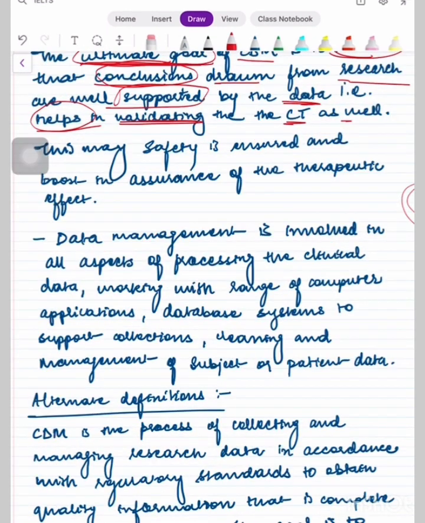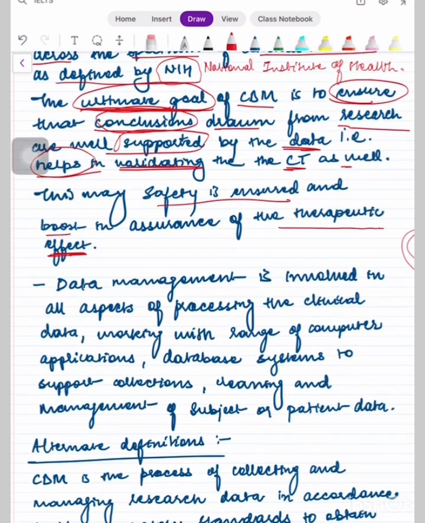One may ensure the safety, and this is how safety is ensured, and boost the assurance of the therapeutic effect. How? Because we are looking for evidence based on our conclusion. If I'm saying that my drug works, does it really work? So this is how safety is ensured, because I'm claiming that my drug is safe with least side effects, and the therapeutic effect is assured.